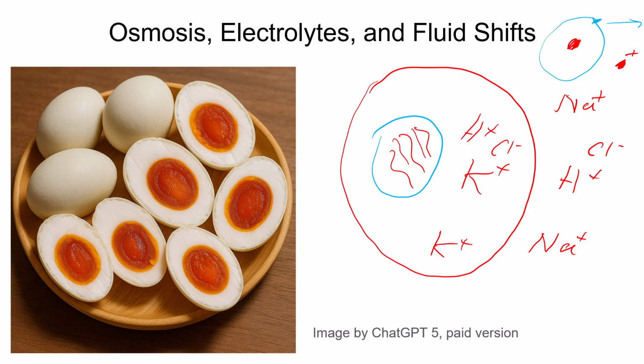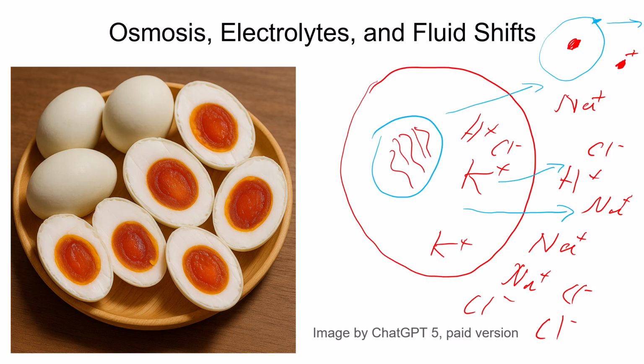Now you might not know this, but water actually likes to be with more electrolytes and with more dissolved particles. So if there are lots of electrolytes outside of a cell, if we just keep adding lots of electrolytes outside the cell, then water will move out of the cell. And that will make the cell get smaller.